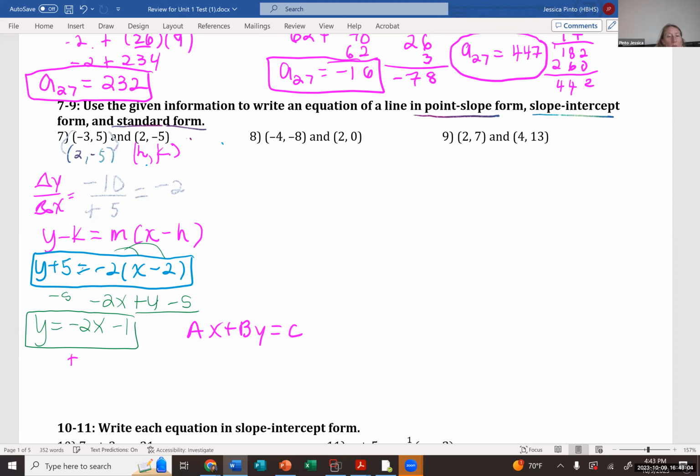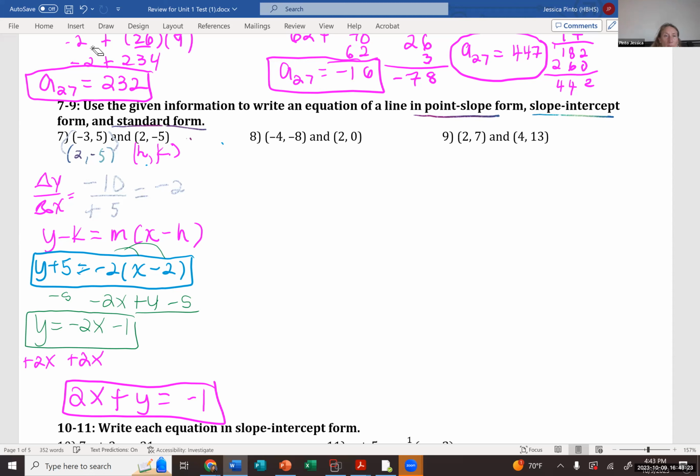So I'm going to add the 2x to both sides, and we're done. 2x plus y equals -1. That's standard form. So number 7 ended up being really nice because we had the whole number slope. Let's hope that number 8 is the same way.